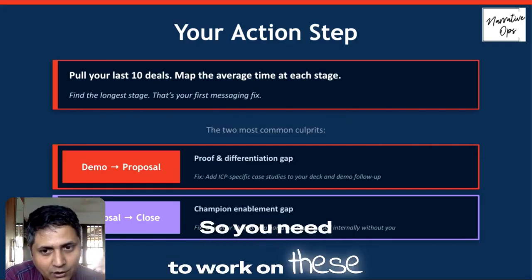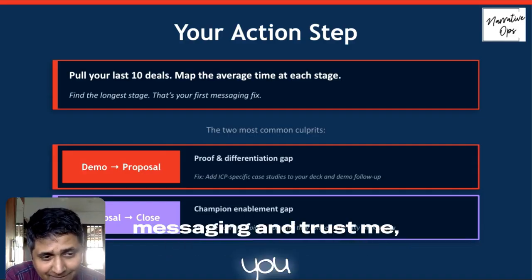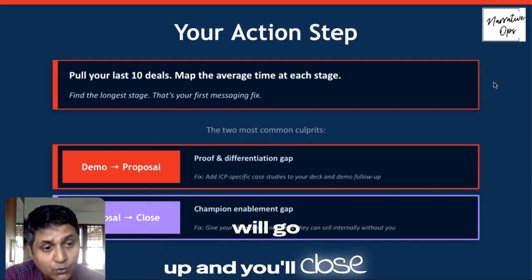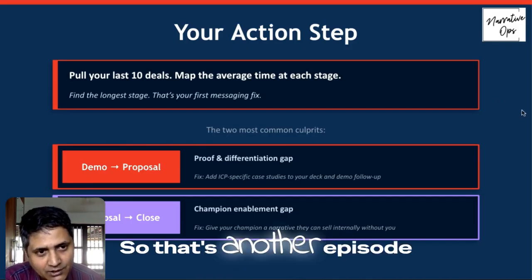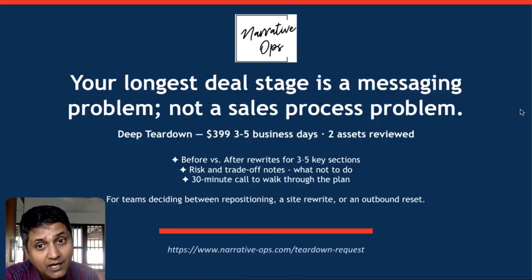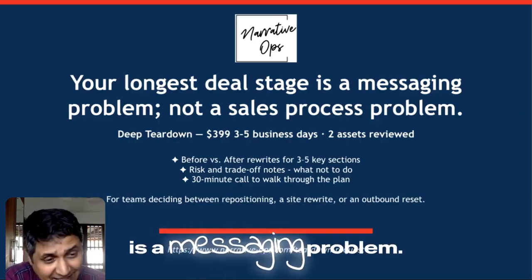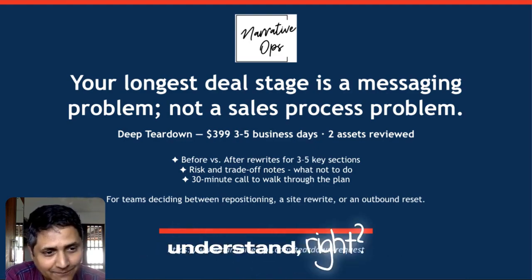So you need to work on these two culprits, demo to proposal and proposal to close, with the right messaging, and trust me, your pipeline velocity will go up and you'll close more deals and you will be a champion soon. So that's another episode. Before I leave you, your longest deal stage is a messaging problem. It's not a sales process problem. This you need to understand, right?